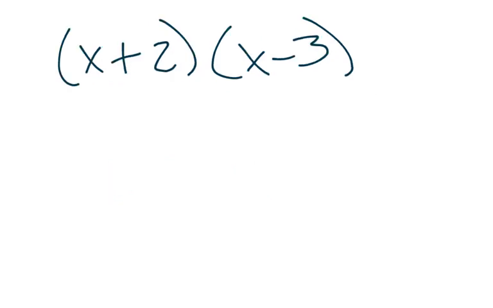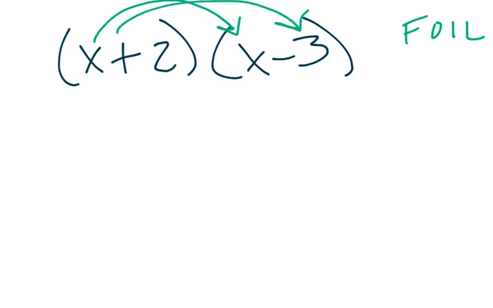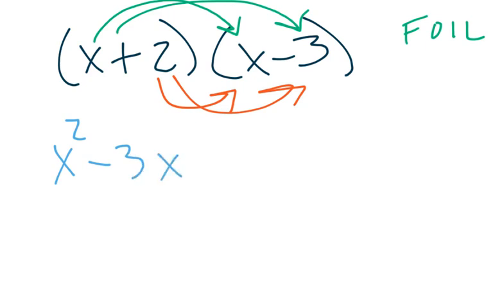When you have two binomials that are being multiplied together, you do what is sometimes referred to as FOIL: first, outer, inner, last, or you simply distribute each thing from the first set of parentheses to the second. So your x gets distributed, and then your 2 gets distributed. So when you do this, you're going to say x times x is x squared, x times negative 3 is minus 3x, then you're going to say 2 times x is plus 2x, and 2 times negative 3 is minus 6.